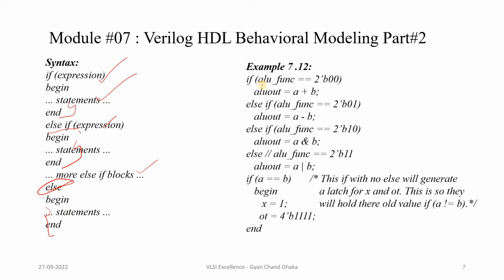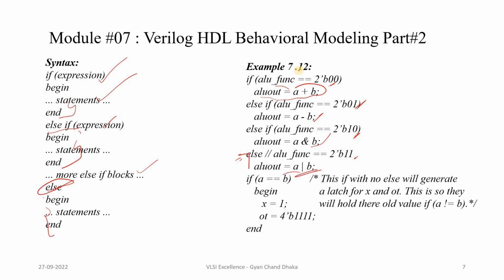If you see here, if ALU function is 0 0, we will be doing an add operation. If ALU function is 0 1, we are doing subtraction. If ALU function is 1 0, we are doing an AND operation. If ALU function is 1 1, so if you see here, else, the ALU does a divide function.